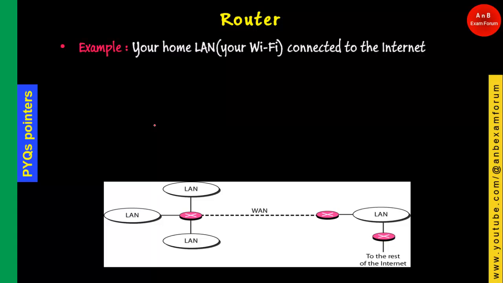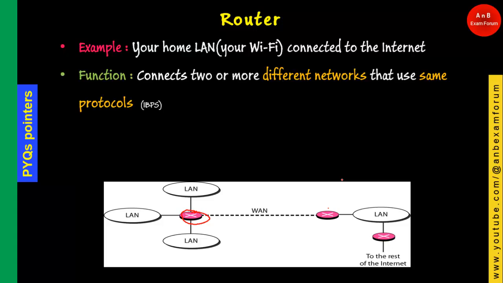If you want to connect your LAN to the internet or LAN to some other LAN, there is a device called router. This symbol denotes routers. As you can see, you are connecting this LAN to a WAN, and again it is connected to a LAN. In that case, a router is needed, and nowadays everybody knows the purpose of a router. It is used to connect two or more different networks. Different networks means here it is LAN, here it is WAN, again here it is LAN, and here it is one more network, that is internet.